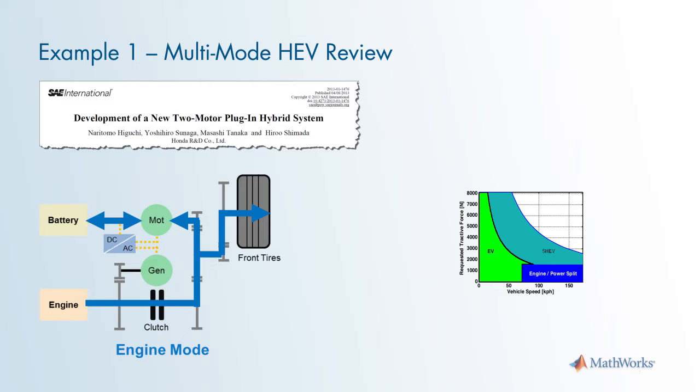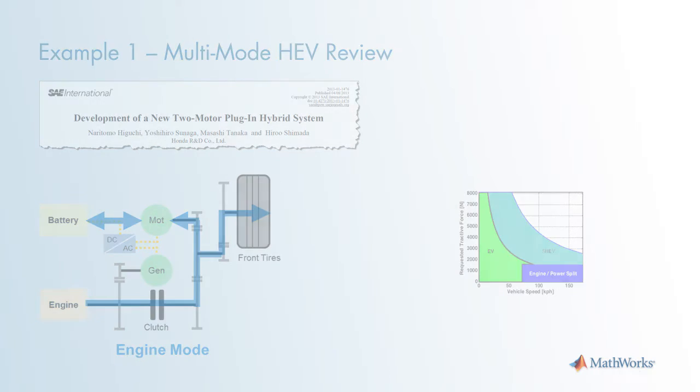The HEV supervisory control and operating modes are shown in the rule-based figure on the right. At low speeds and power, EV mode is used. At higher speeds and higher powers, series mode is used. And at lower power and higher speeds, like at highway speed cruising, the engine mode is used.